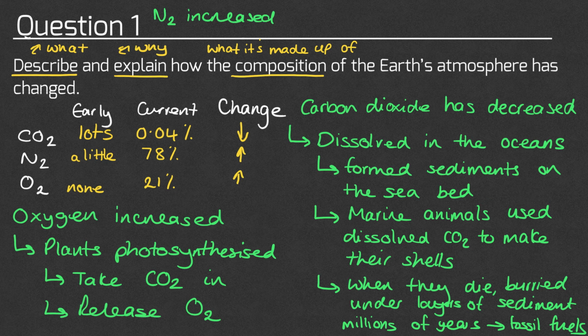Finally, we'll say that the amount of nitrogen increased, and this was because it was released from volcanoes, so over millions of years the amount of nitrogen in the atmosphere slowly built up.